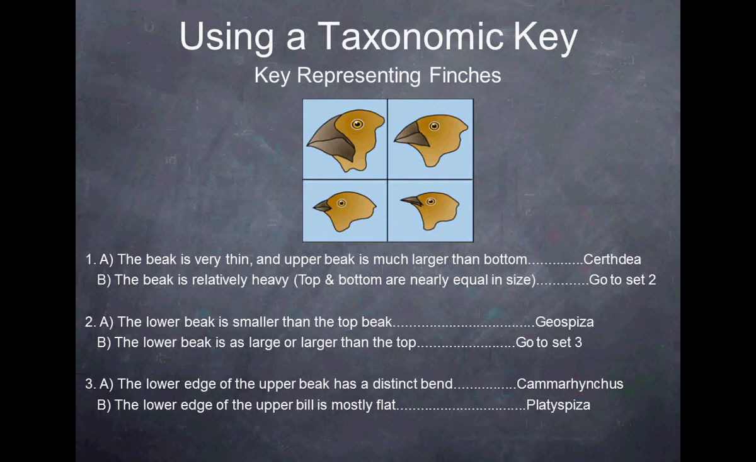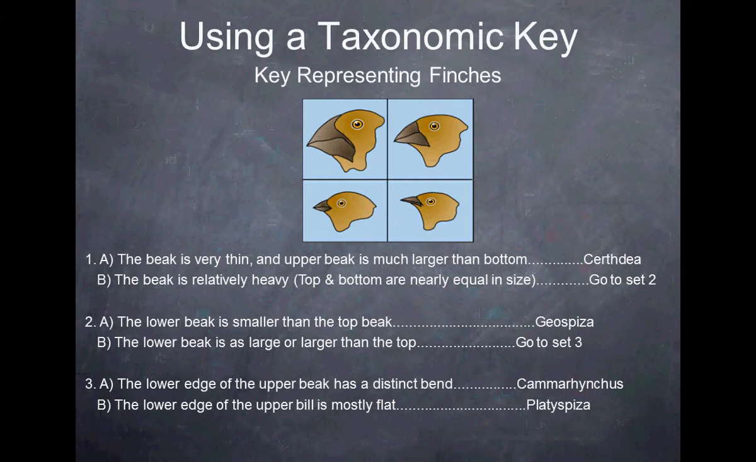So for example, let's look at this finch in the top left corner. We start at one. We read 1A and 1B. So 1A, is the beak very thin and the upper beak is much larger than the bottom beak? Or is the beak relatively heavy and the top and bottom are nearly equal in size? What would you say? B. Yeah, I would say B. So we follow over and it says, okay, now you need to go to set two. So I go to set two.